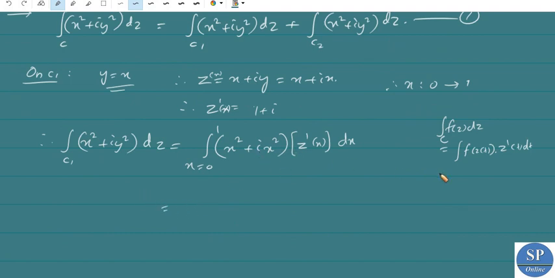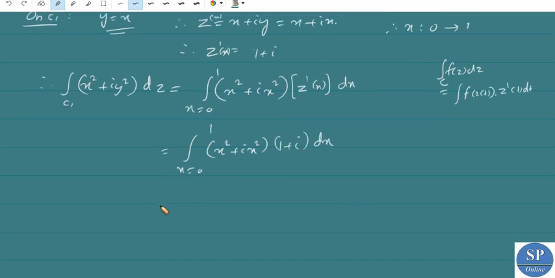Here we are actually using x instead of t, no problem. So this is nothing but the integral from x equal to 0 to 1 of x square plus i x square into z dash of x, which is nothing but 1 plus i, into dx. Okay, this is equal to the integral from 0 to 1, taking x square outside, x square into 1 plus i, and this 1 plus i is 1 plus i whole square, dx.